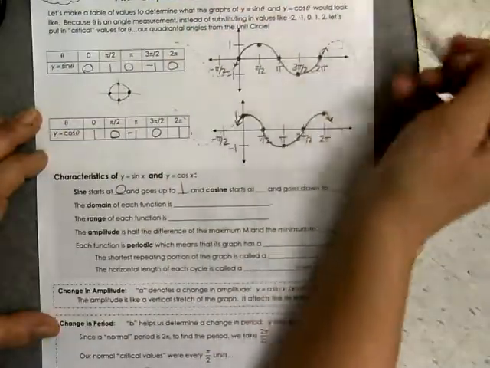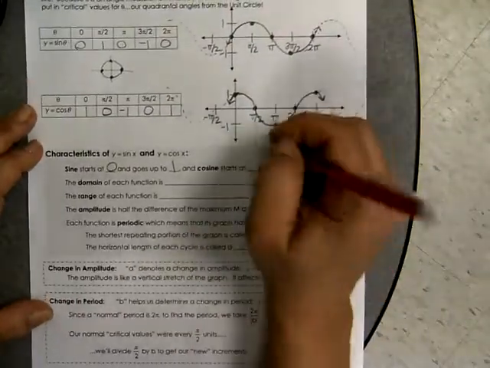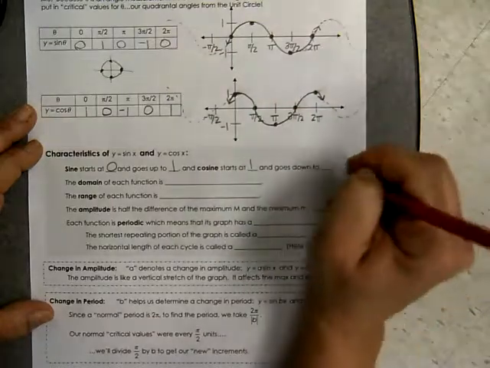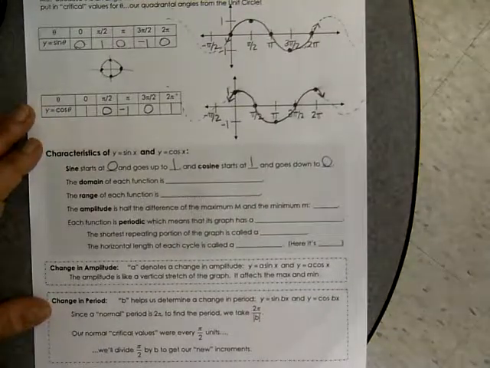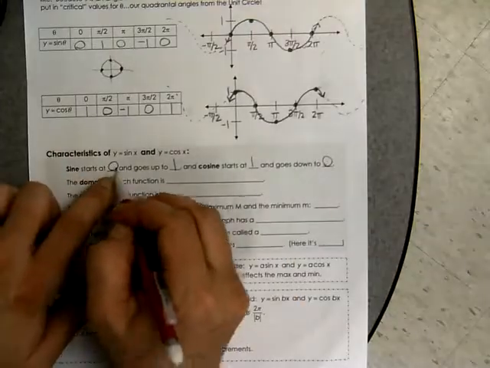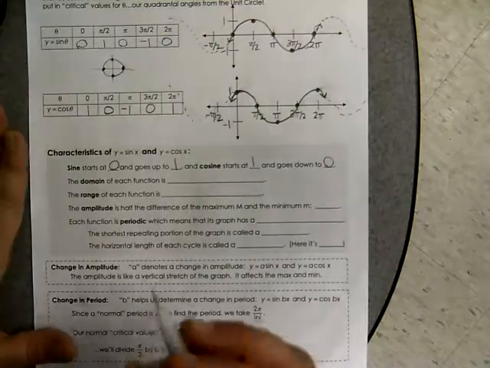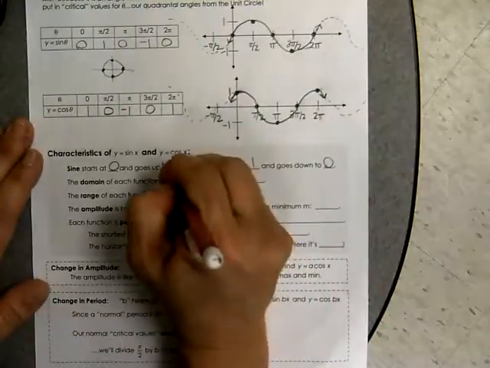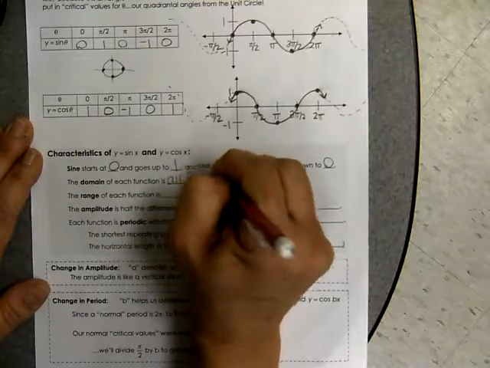And then it completes the cycle: 0, negative 1, 0. Cosine, remember, starts at 1 and goes down to 0. Okay? So sine starts at 0, cosine starts at 1, and then you just keep that pattern. Now, when we talk about the domain of each function, the domain of each function is still all real numbers.